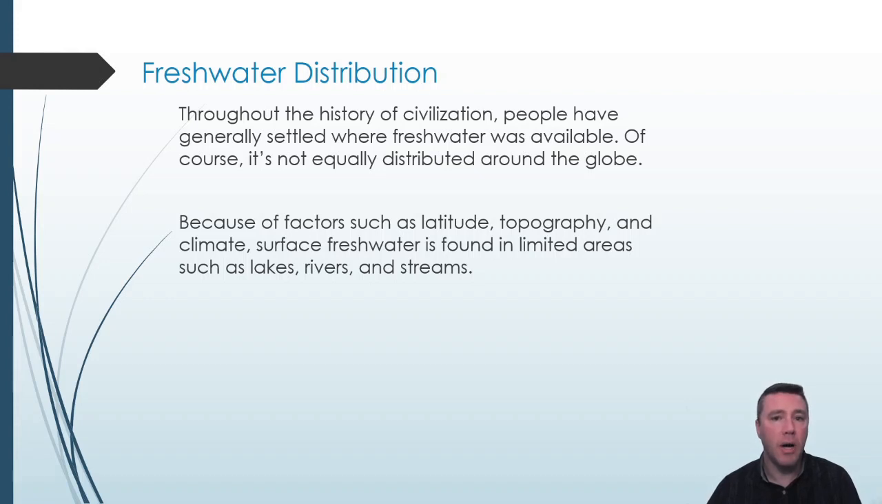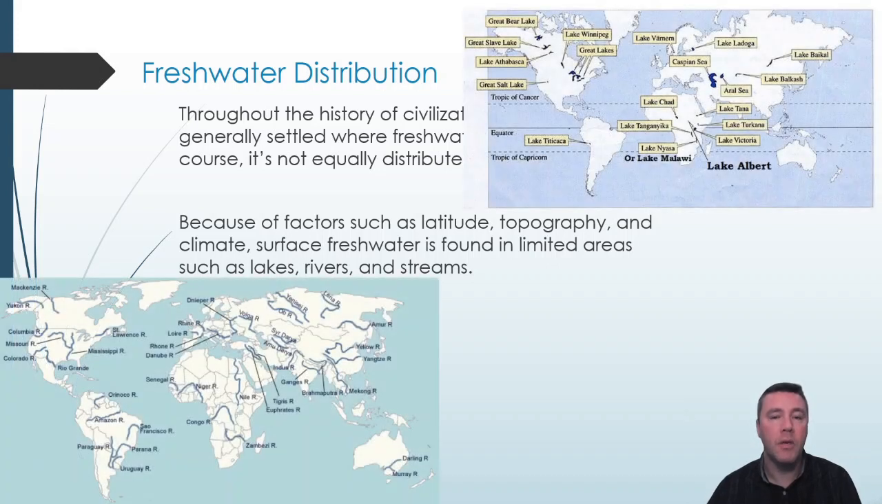Thanks to things like topography, climate, and latitude, fresh water on Earth's surface is limited to areas such as lakes, rivers, and streams. These two maps illustrate where some of Earth's largest rivers and lakes can be found.